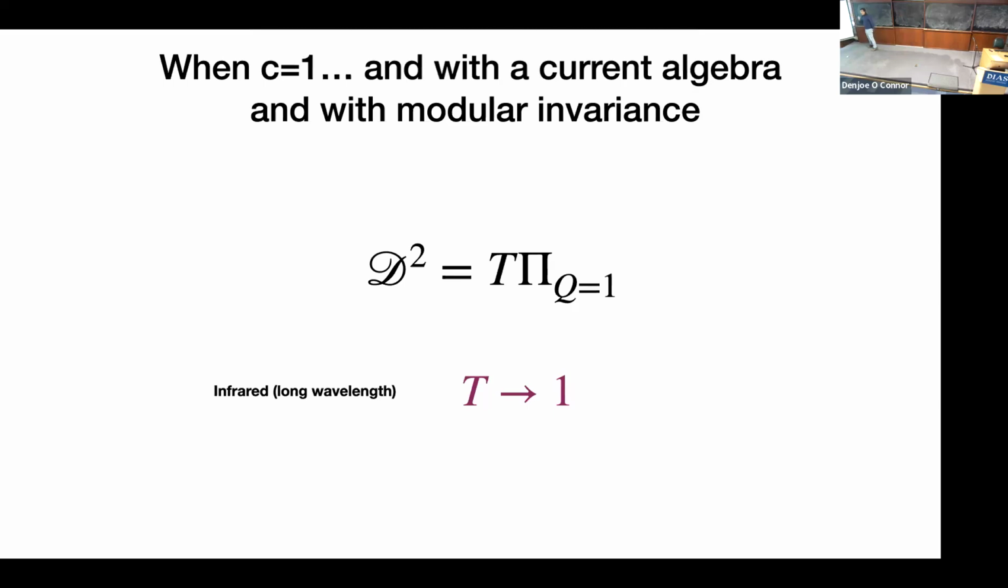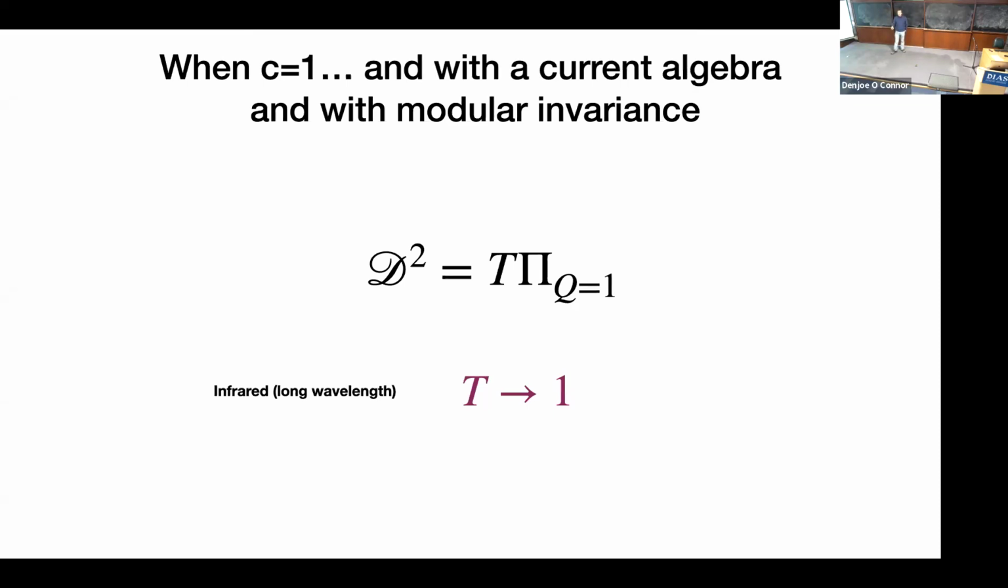So this is what we're going to have as our relation. D squared is equal to D times projection to T equal 1, and this is a projection to the Zn trivial state. Okay? In the infrared long wavelength limit, now you can take T go to 1. Because translation by 2 was a proper translation, and that one, translation by 2, is a UV thing, now in the infrared, that doesn't matter. So you get that D squared is equal to the projection.